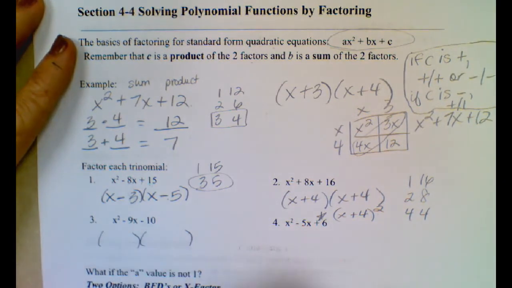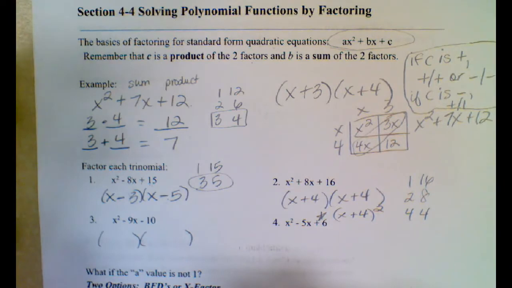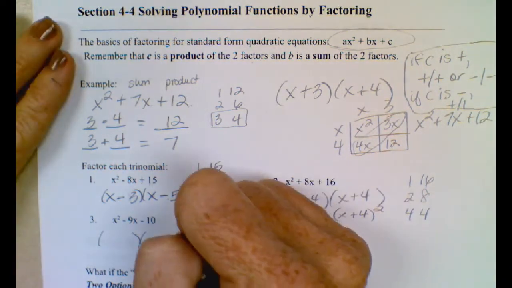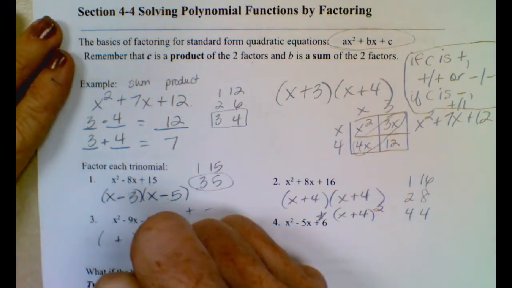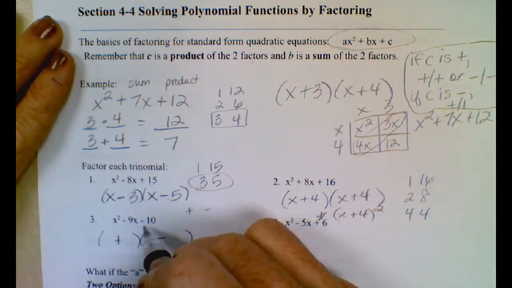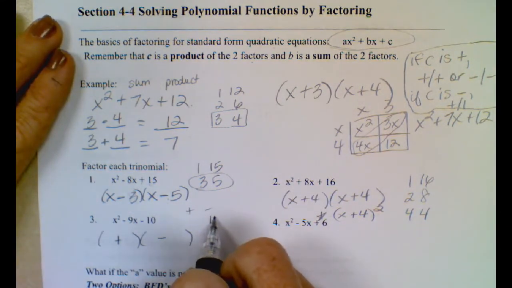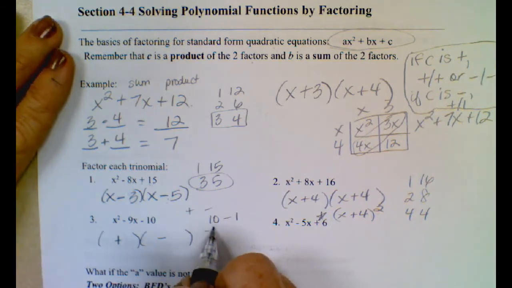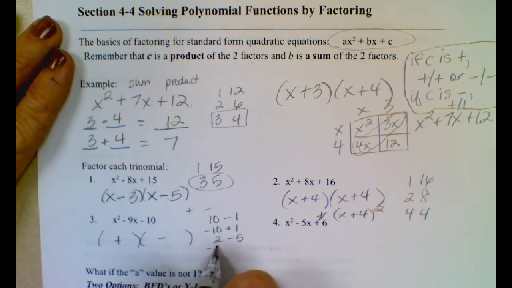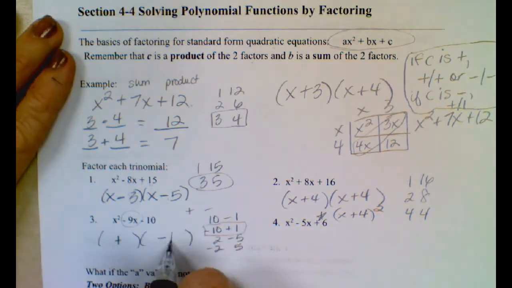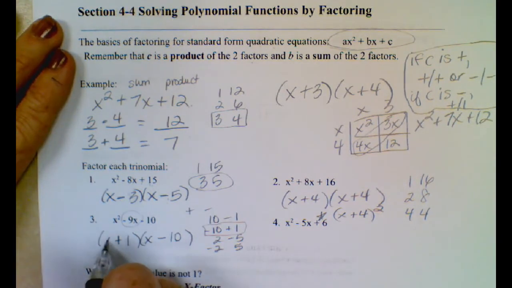Now, 10 is a negative number. So the only way I can get a negative as a product of two numbers is if I multiply a positive times a negative. So now I need to think about my factors of 10. To get negative 10, I would have 10 times negative 1, negative 10 times positive 1, or 2 times negative 5, or negative 2 times 5. And I'm still looking for a sum of negative 9. So the only one that has a sum of negative 9 would be negative 10 and positive 1.